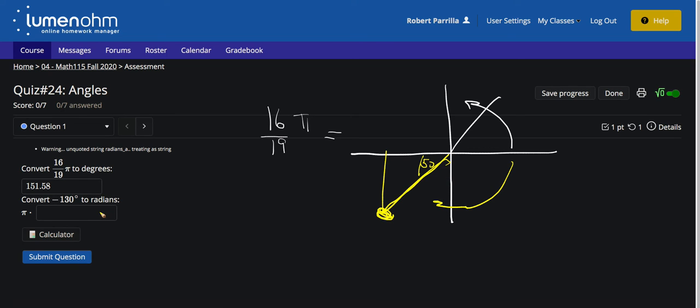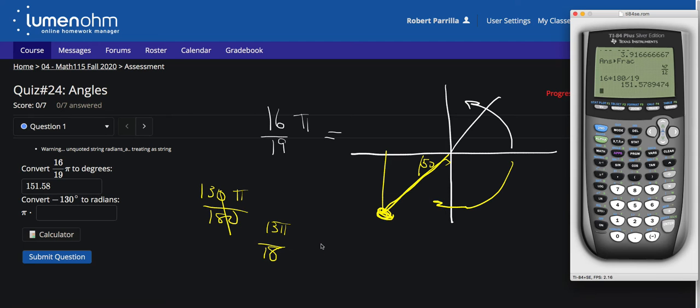Negative 130 to radians would be what? Well, let's do the conversion anyway. Let's see what happens. 130 times pi over 180. That's 13 pi over 18. And I'm going to have to multiply that out. So let's see what happens.